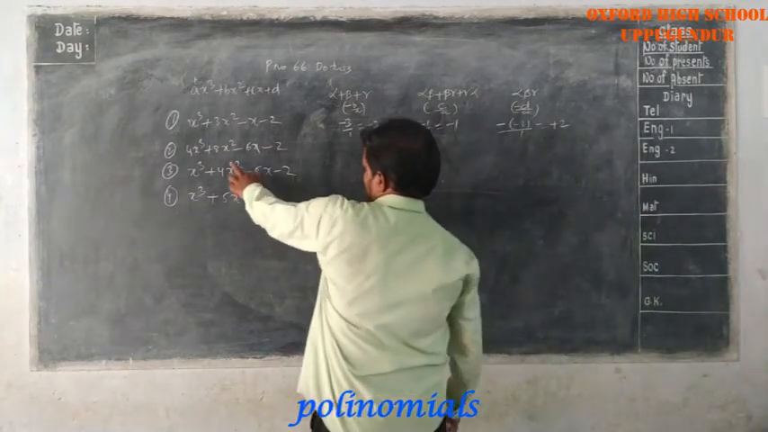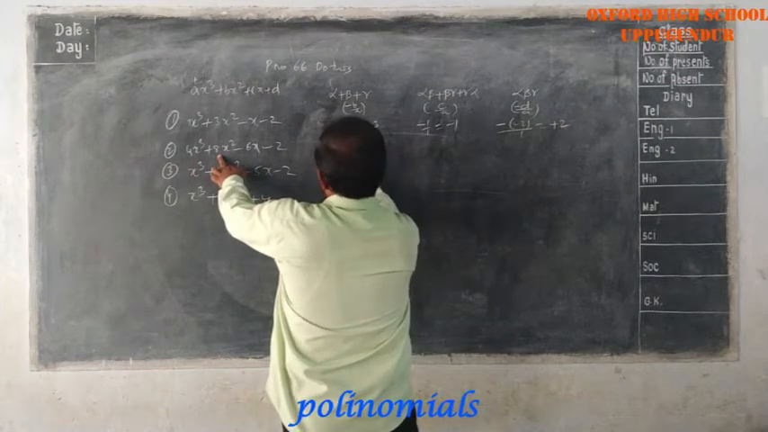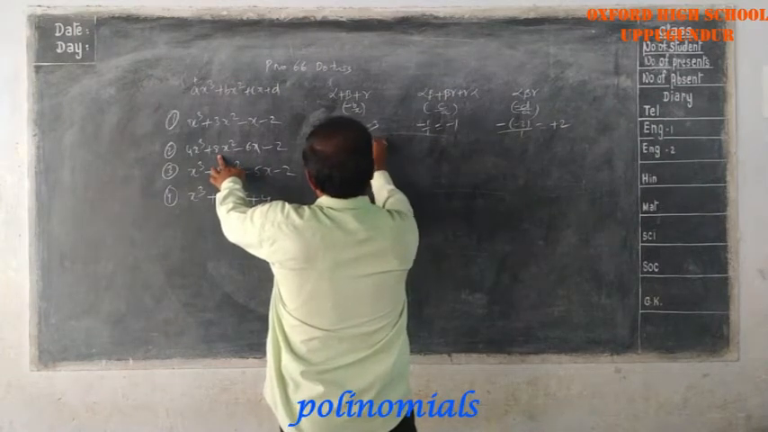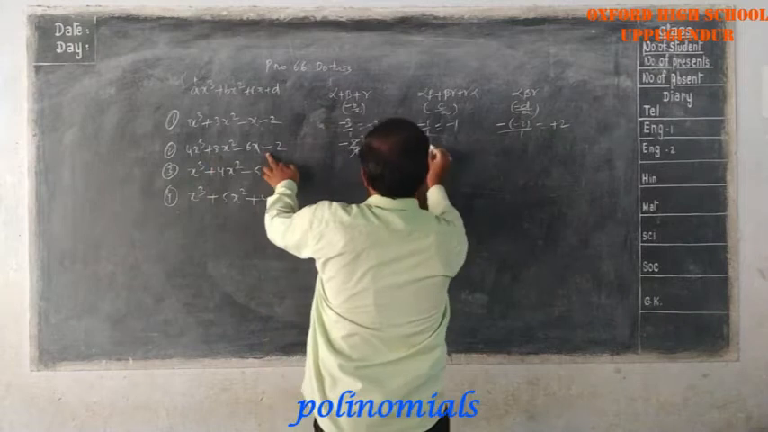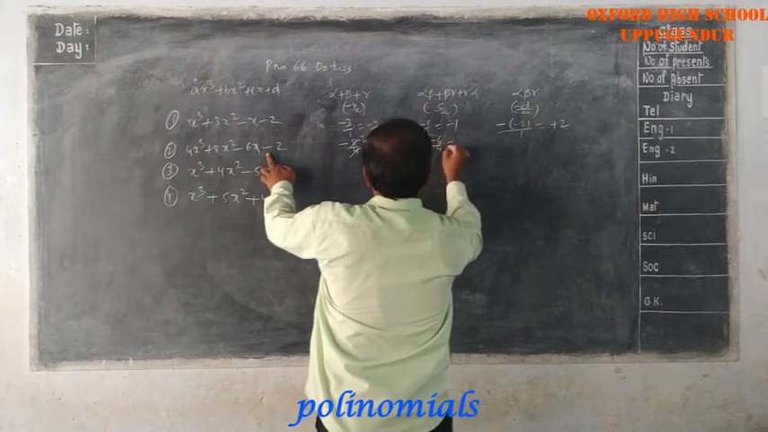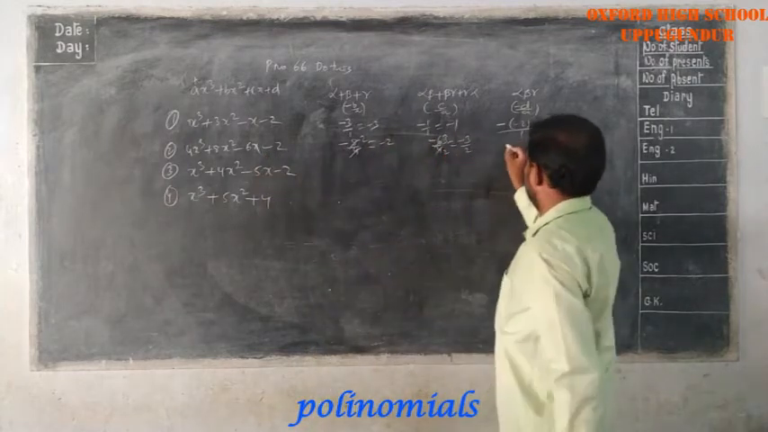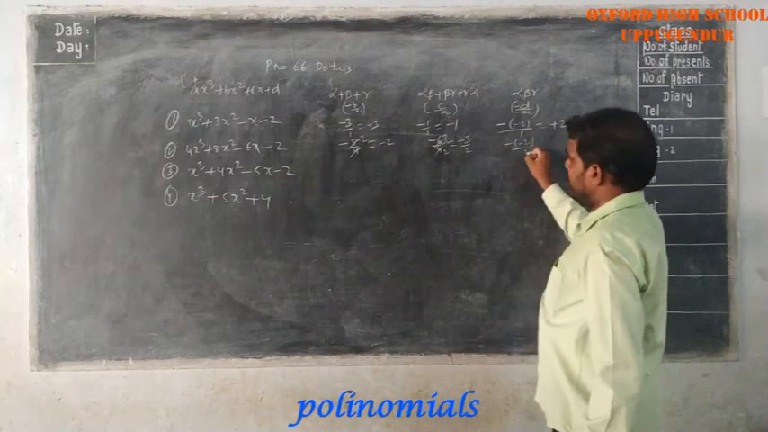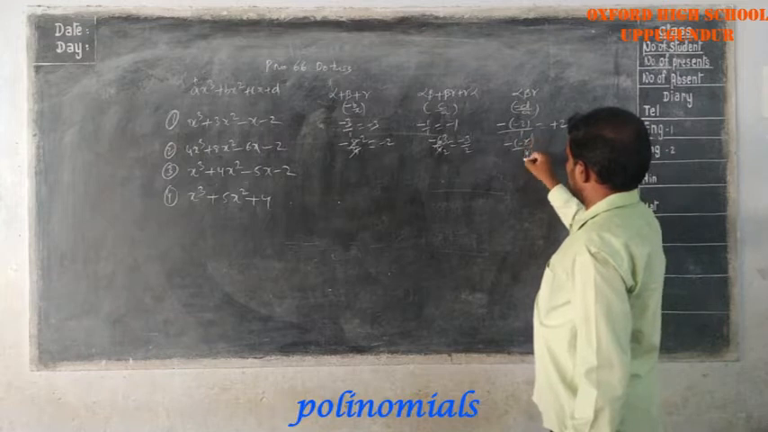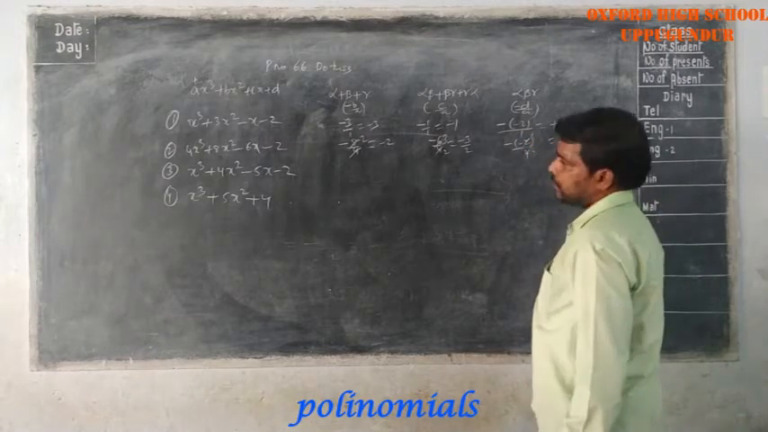Next, for this one: minus 8 by 4, 4 twos are 8, minus 2. Here minus 6 by 4, 2 threes, 2 twos, minus 3 by 2. Constant: minus of minus 2 by 4, 2 ones are 2, 2 twos are 4, 1 by 2.